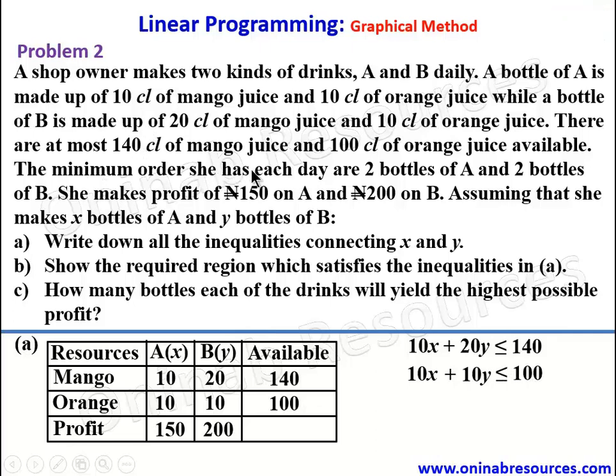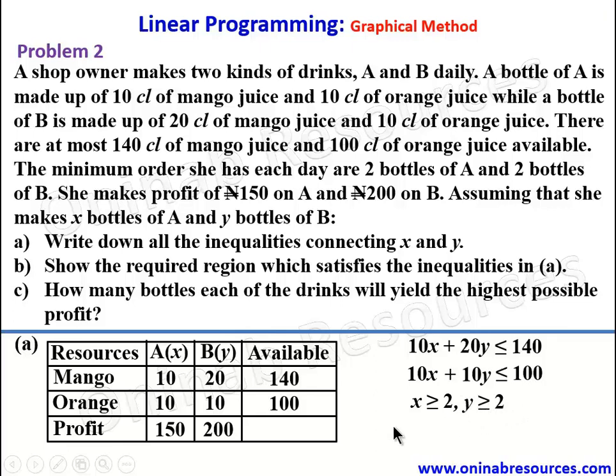The minimum orders she has each day are 2 bottles of A and 2 bottles of B. So she must produce at least 2 bottles of A, which means x is greater than or equal to 2. She cannot produce none. The same thing for B, so y is greater than or equal to 2.